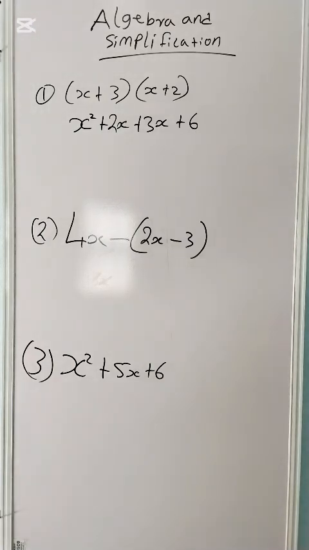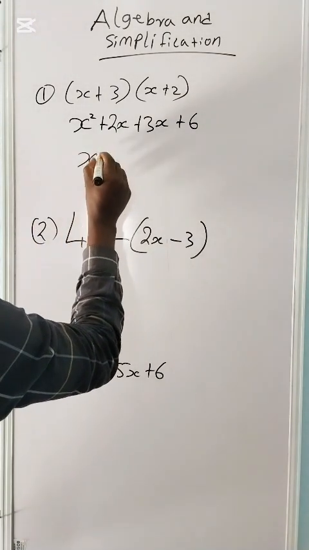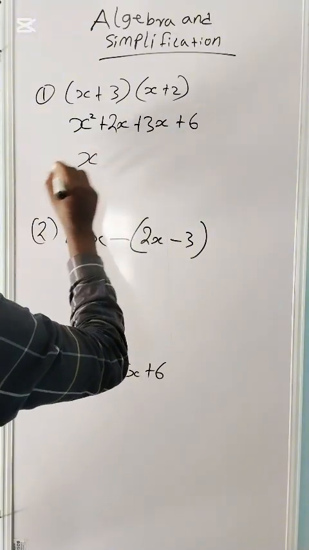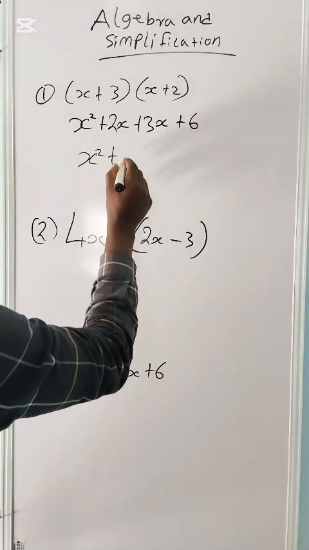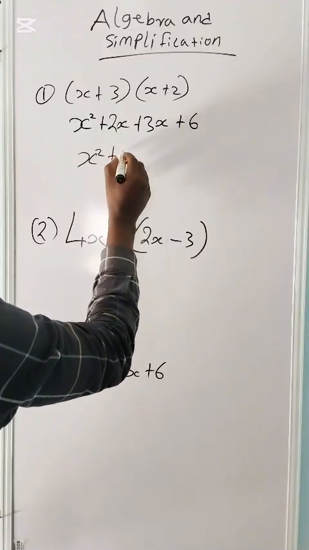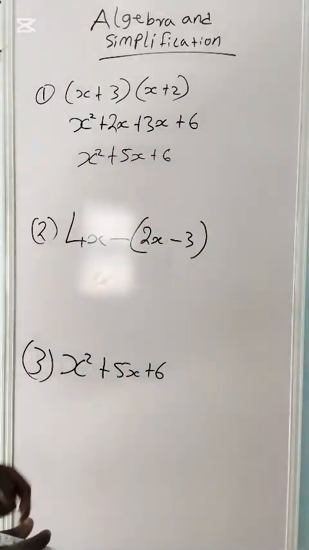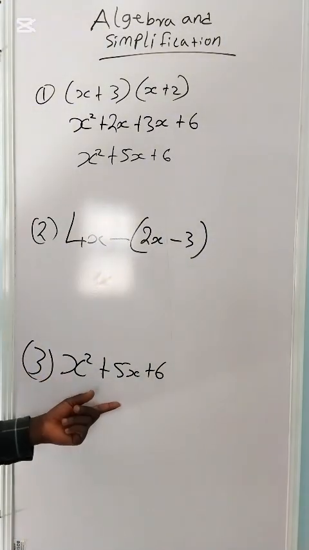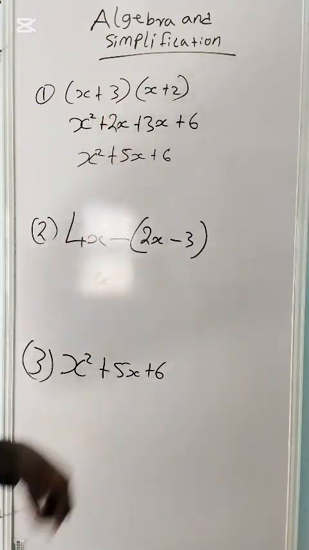So now what we are going to do here is say x raised to the power of 2, plus, since these are the same terms, you are going to have 5x plus 6. Now when you check it, you see that it's like this. So how can we take this one to make it like this?